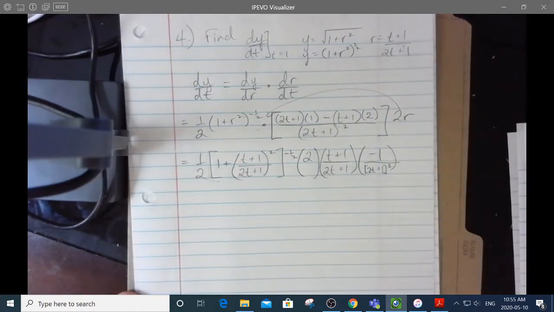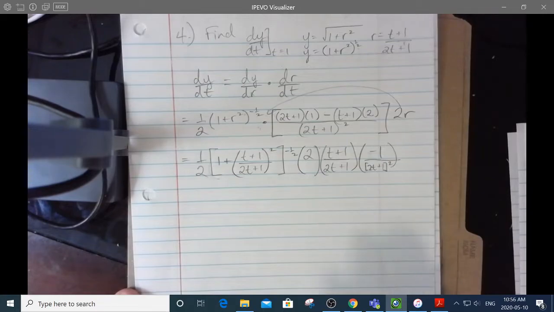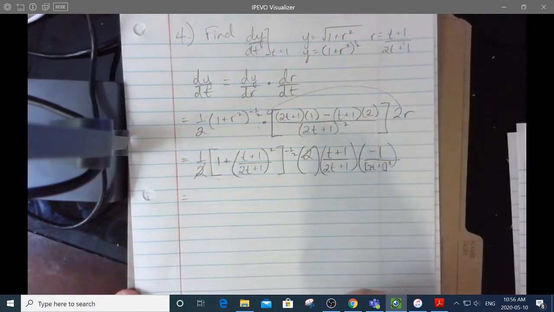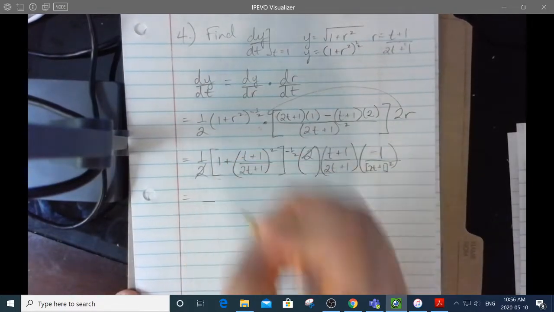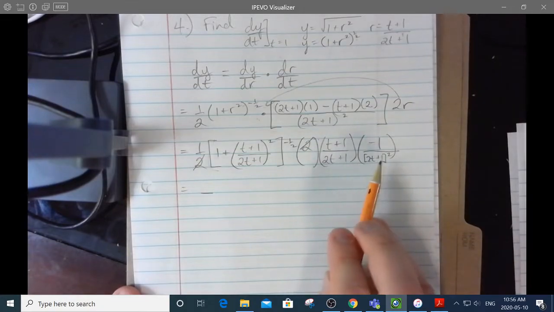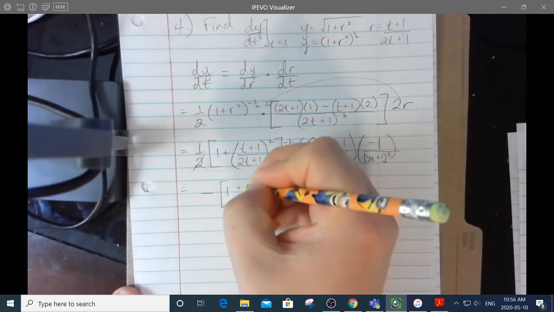All right, so what can I do with this mess? Let's simplify it a little bit more. Those 2's cancel, so I don't need that. This negative 1 I could just put as a negative in front of the whole thing. And this denominator times this denominator is basically 2t plus 1 cubed. So I'm going to leave this bracket alone.